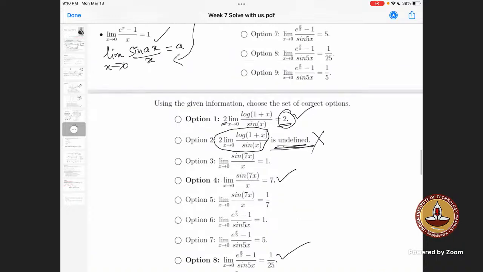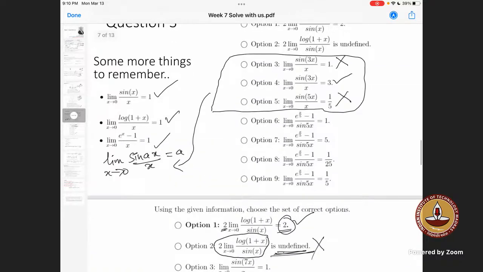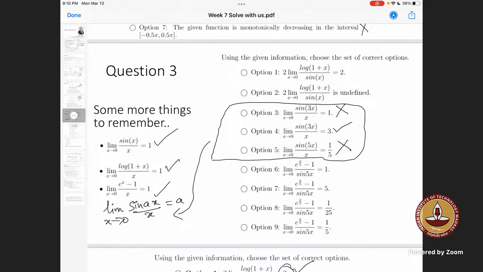So remember these formulas, okay? These 3 formulas: limit x tends to 0, sin x by x is 1. Limit x tends to 0, log 1 plus x by x equals 1. Limit x tends to 0, e to the power x minus 1 by x equals 1. And also the corresponding formulas, like a to the power x minus 1. If you remember these, you will be able to solve all these problems. Okay?